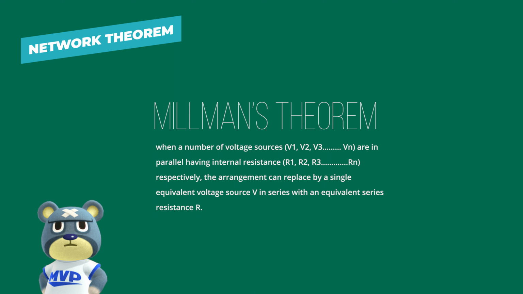The Millman theorem states that when a number of voltage sources V1, V2, V3, up to Vn are in parallel having internal resistances R1, R2, R3 to Rn, respectively, the arrangement can be replaced by a single equivalent voltage source V in series with an equivalent series resistance R. In other words, it determines the voltage across the parallel branches of a circuit which has more than one voltage source.